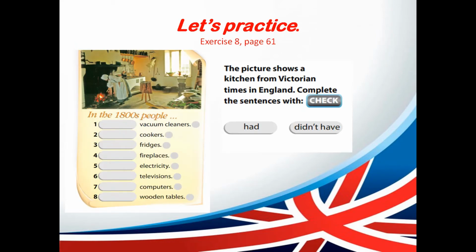Are you ready to practice? Open your books at page 61, exercise 8. Look at the picture. It shows a kitchen from Victorian times in England. You are to complete the sentences with had or didn't have. Be attentive, please.